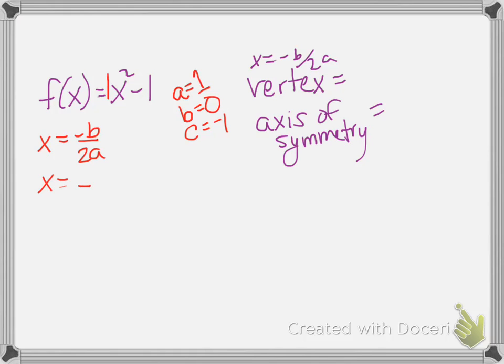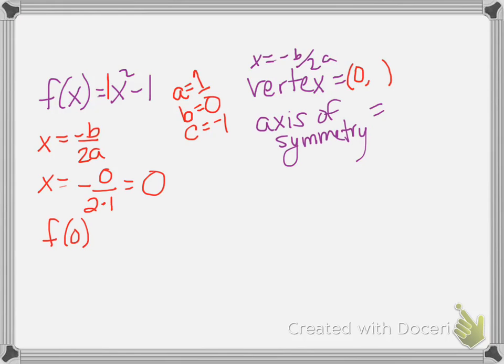So I'm going to go negative 0 over 2 times 1. Well, that's going to give me anything. 0 over anything is going to give me 0. And so I know my x is 0. So I'm going to go ahead and put my x up here before I forget. And now I want to plug it in to get my y.